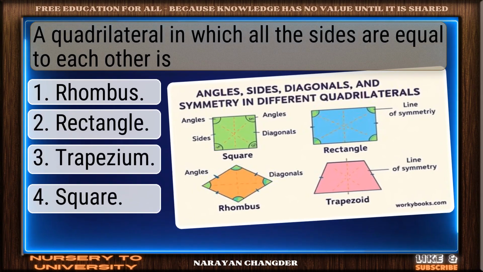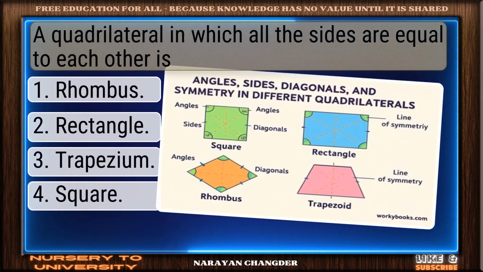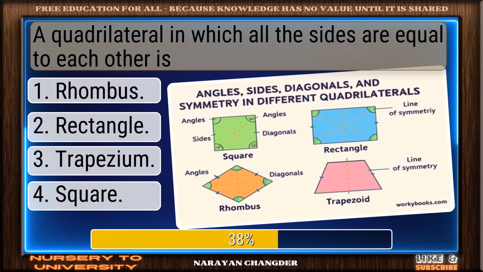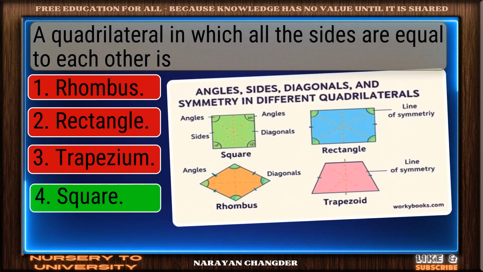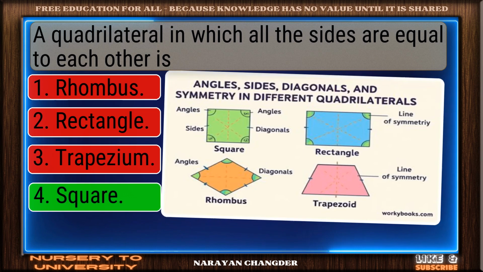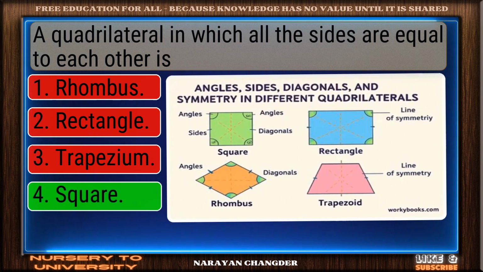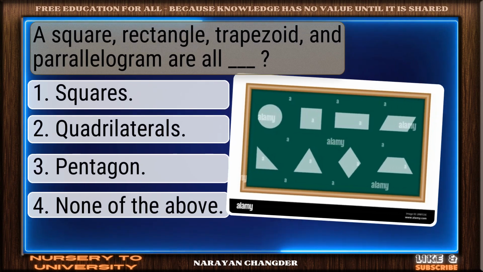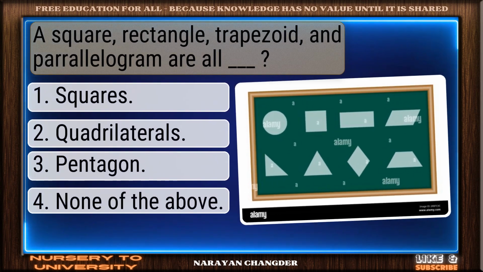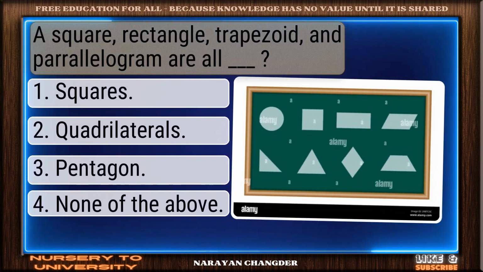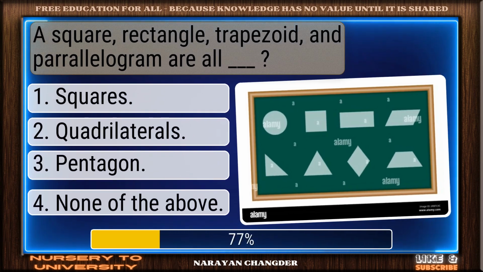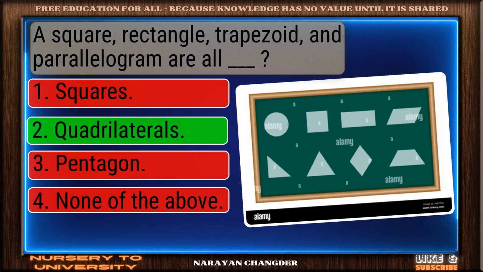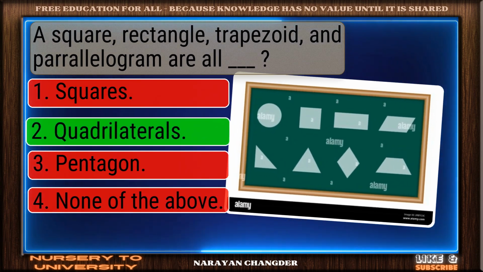Question number 5. A quadrilateral in which all the sides are equal to each other is? Correct response. Square is the most accurate answer. Question number 6. A square, rectangle, trapezoid, and parallelogram are all dash. Right again. Quadrilaterals is a valid answer.